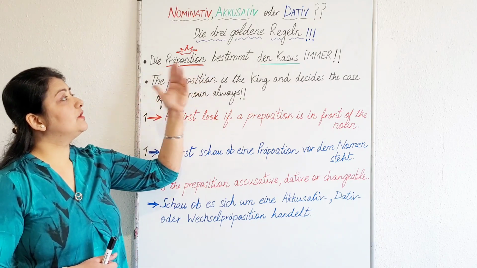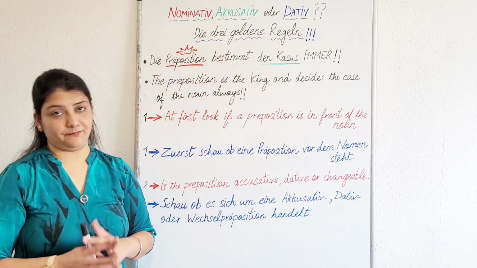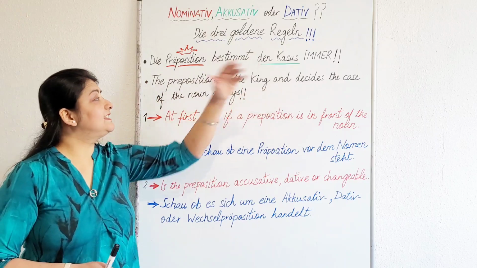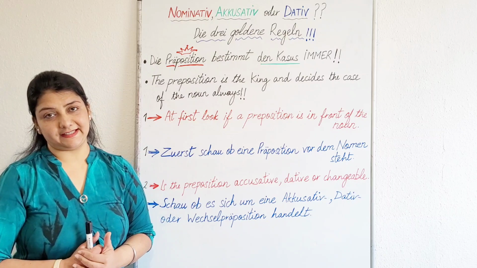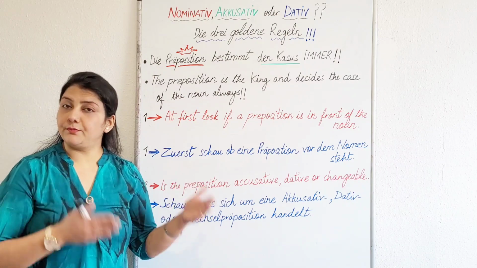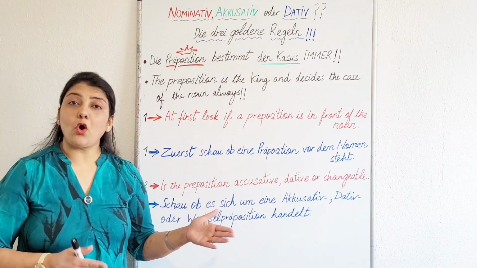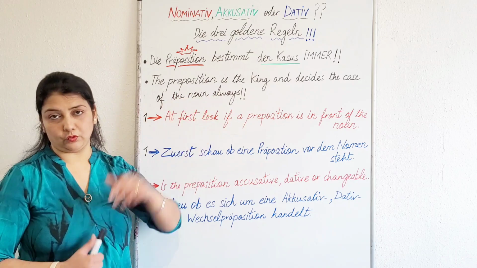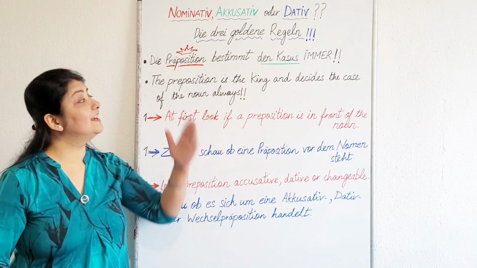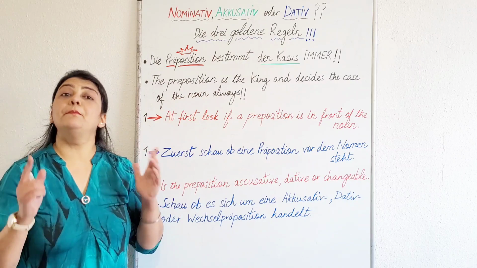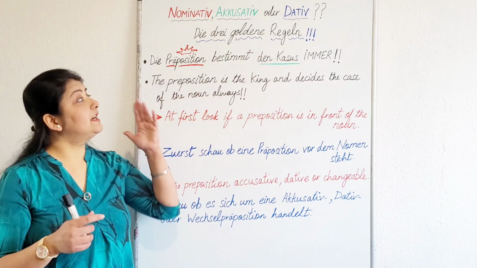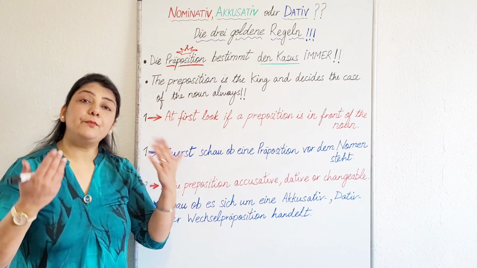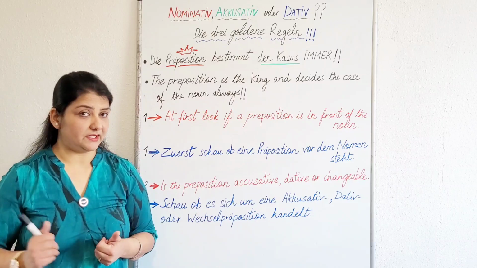Die Präposition bestimmt den Kasus immer. The preposition is the king and decides the case of the noun always. So whenever you have a preposition in front of a noun, then all other rules are null and void. Only the rule of preposition rules, because preposition is the king, right? So merke dir, immer wenn eine Präposition vor einem Nomen steht, bestimmt die Präposition den Kasus des Nomens.